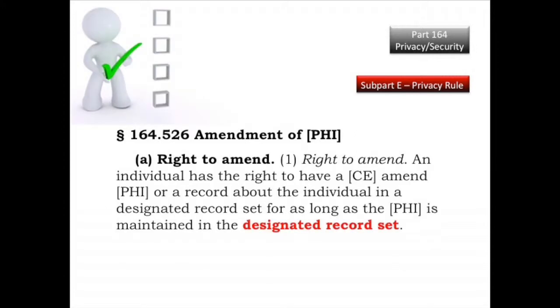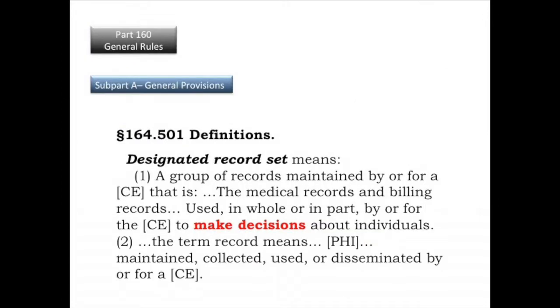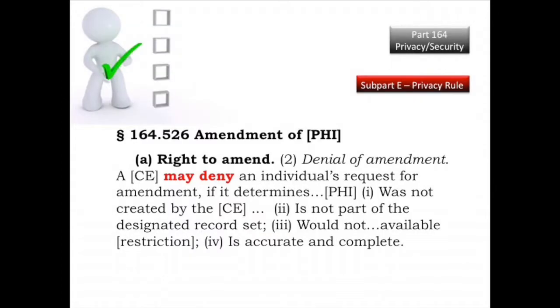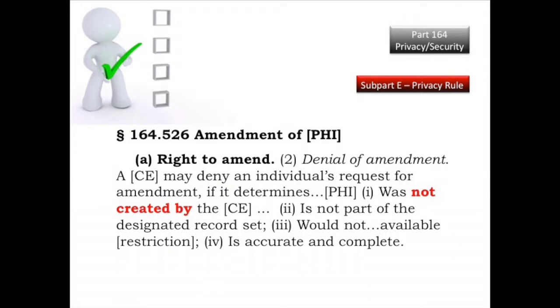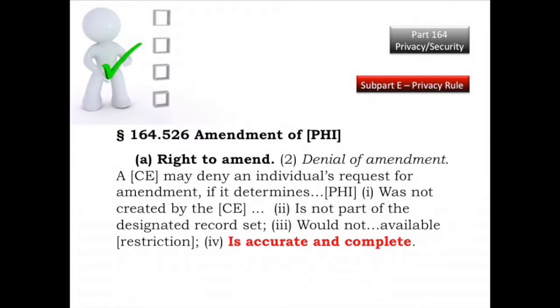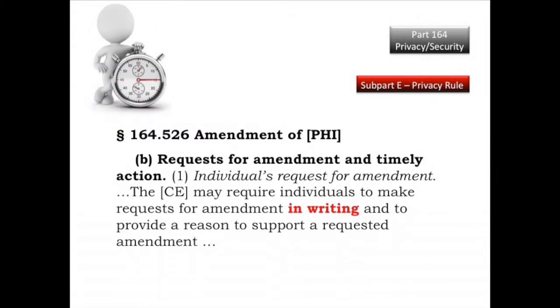A patient has a right to amend any PHI in the designated record set. The designated record set is information that's used to make decisions about the patient. A provider may deny a request if the record was created by someone else, or if the record is restricted or not available, or if the record doesn't need to be amended. The provider may require the patient to make the request in writing.